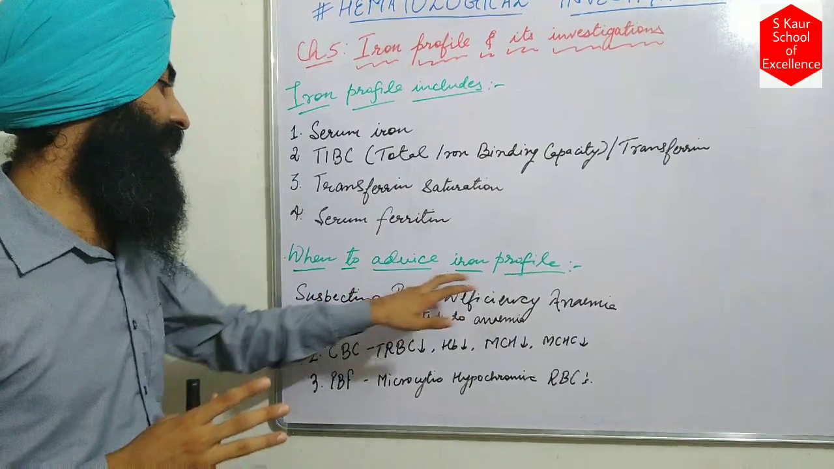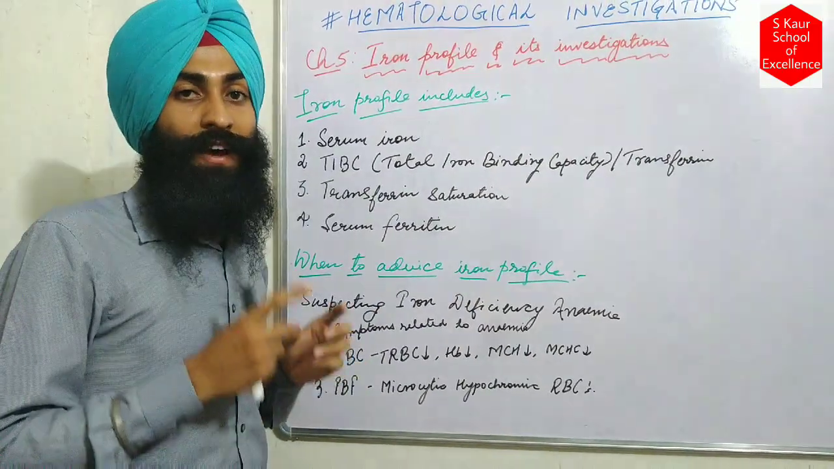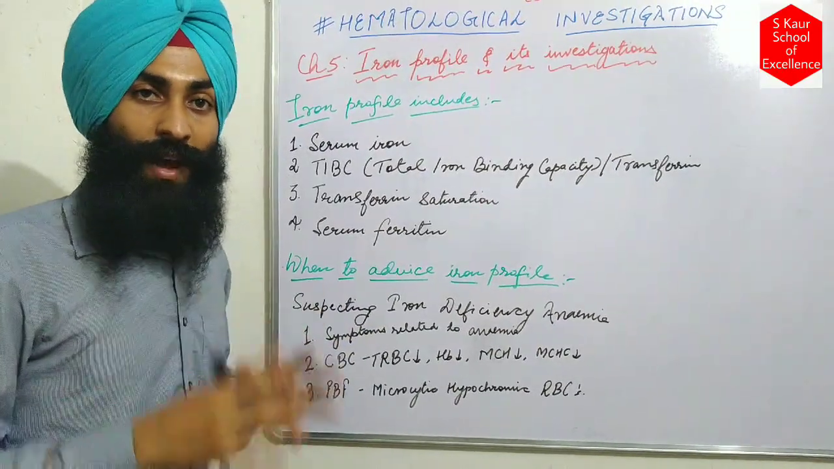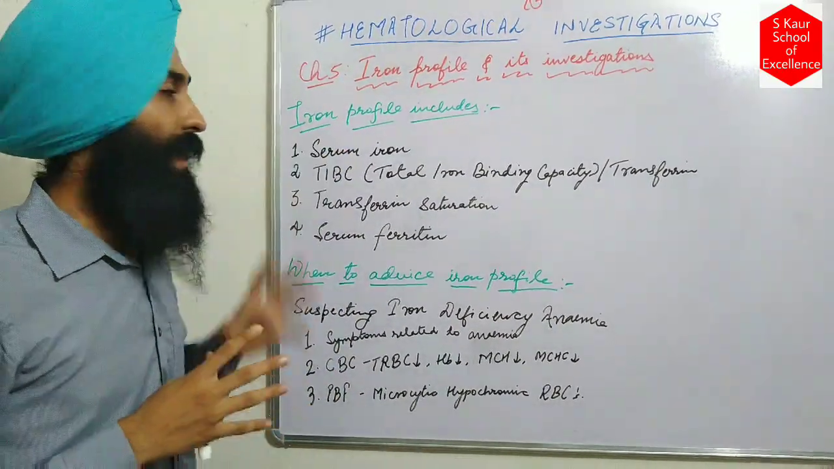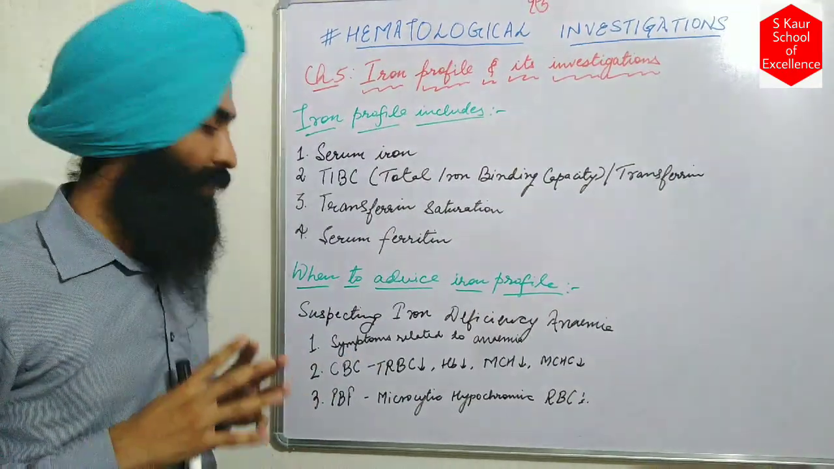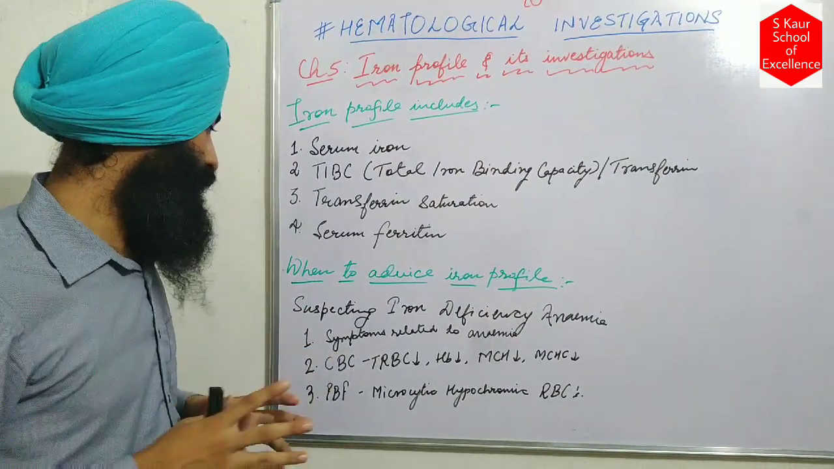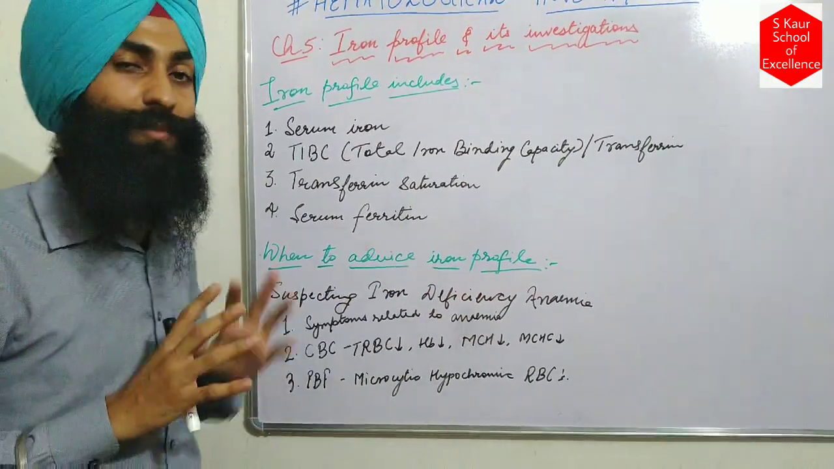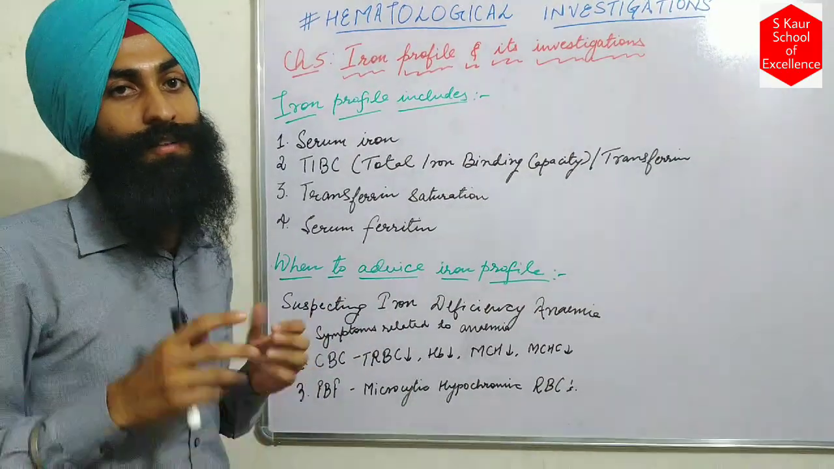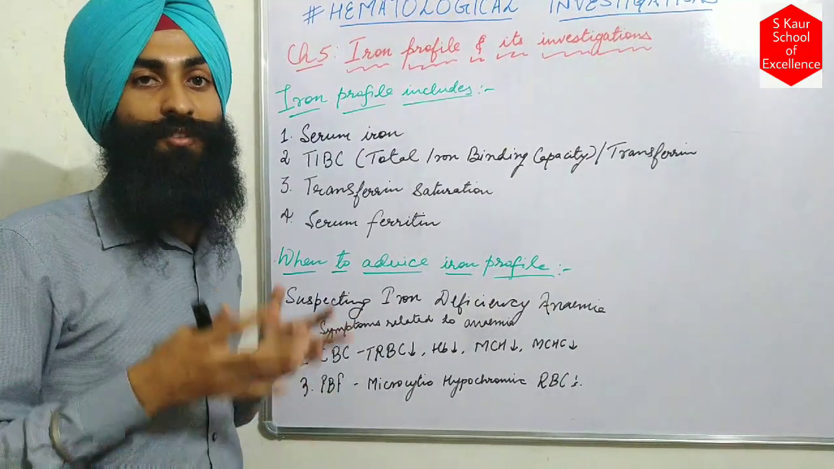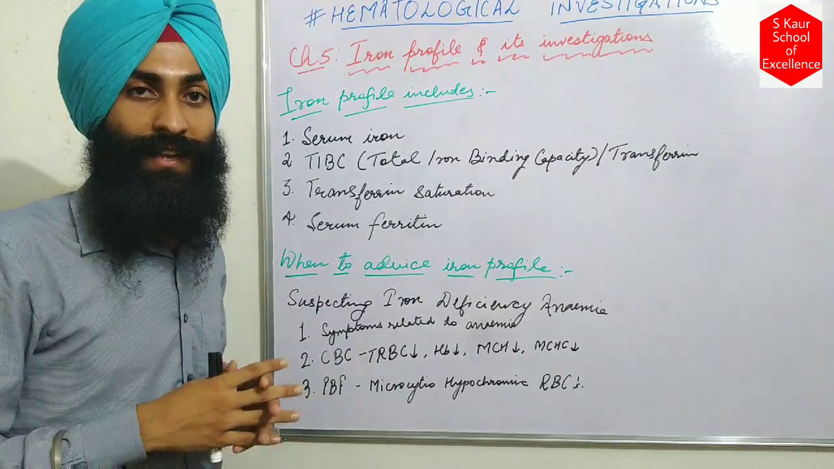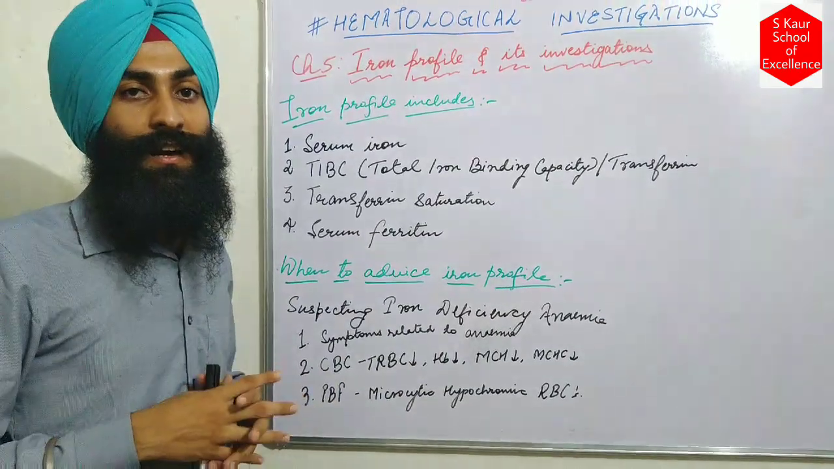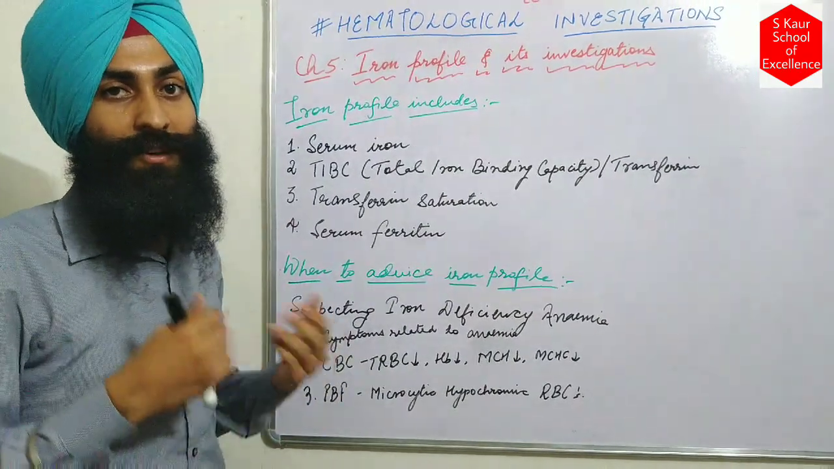And now when to advise iron profile. Now, whenever you are suspecting iron deficiency anemia in your patient, you have to advise iron profile to diagnose the condition. Now, there can be three parameters on which you can advise iron profile. So, first one is symptoms related to anemia. If your patient is having symptoms related to anemia like weakness, shortness of breath, or easily fatigue, you first of all prescribe the first line investigations, what we already learned in our previous chapters, that is CBC or PBF.